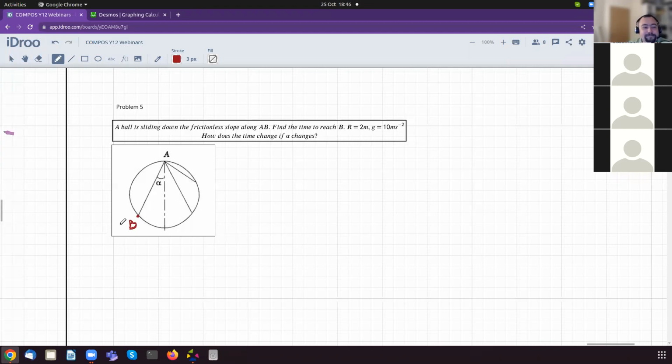Okay, and you need to find how long it takes to slide from A to B with no friction. Okay, so how do we go about this problem? Well, first, it would be helpful to find the acceleration, or the length. The length.